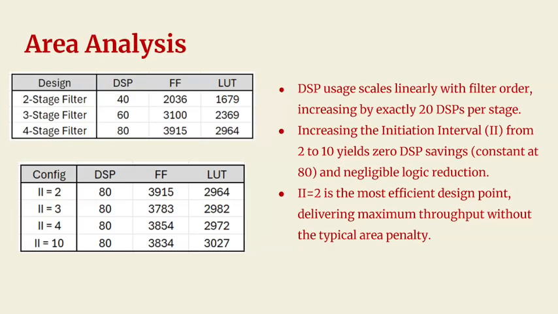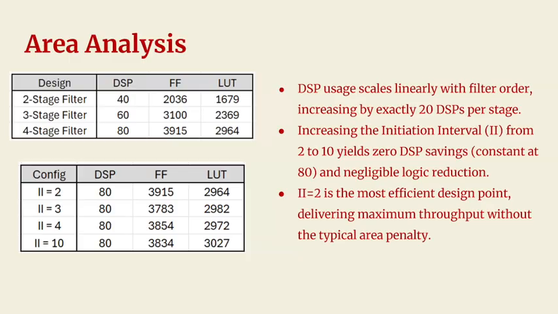Moving to area analysis, this slide summarizes the area usage for different filter configurations. Here, the resource utilization, that is the DSPs, flip-flops, and LUTs, serves as our proxy for the overall area footprint on the FPGA. On the top left table, you can see how the resource usage scales as we increase the number of stages. The main trend here is that the DSP usage grows linearly, with each additional biquad stage contributing exactly 20 more DSPs. The flip-flop and LUT counts increase as well, but the growth is relatively moderate compared to the DSPs, which dominate area for these filters.